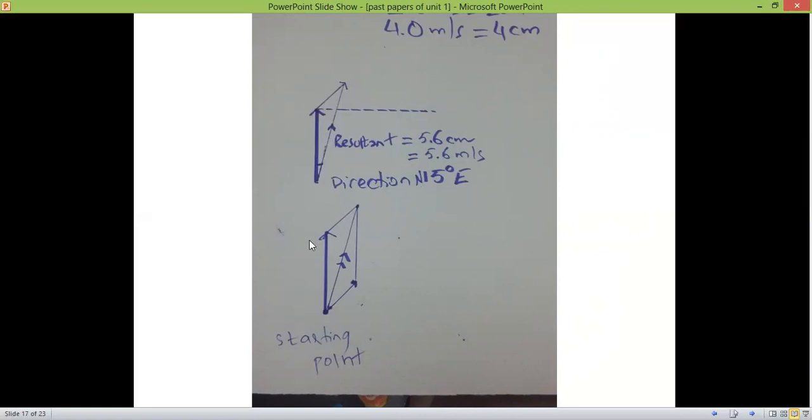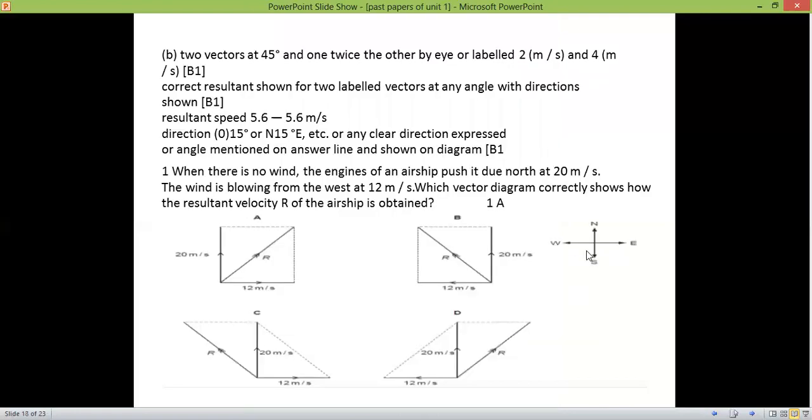This is the parallelogram method. According to parallelogram method, the tails of both the vectors should coincide. This is the starting point. So the length of this line should be 4 centimeter. The length of this line should be 2 centimeter. And then the parallelogram should be completed such that length of this line should be also 4. The length of this line should be 2. And how to get the resultant? Join the starting point toward the opposite corner, and then the magnitude of this resultant velocity should be mentioned, and then the direction.